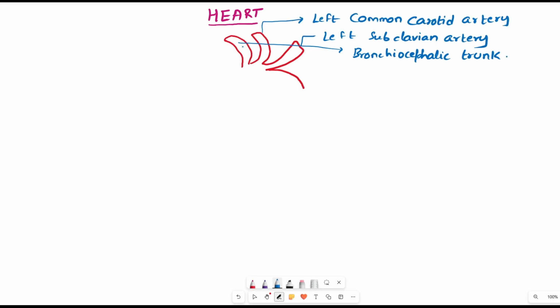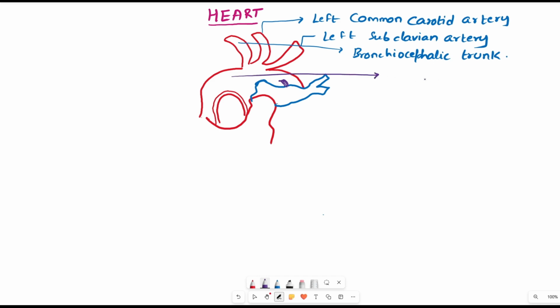So for the heart, there are three different openings. So there are three. One is brachiocephalic trunk, left common carotid artery, left subclavian artery. So this arch part, we will be calling it as the arch of aorta. Similarly, there is one small connection. This one, we will be calling it as ligamentum arteriosum.